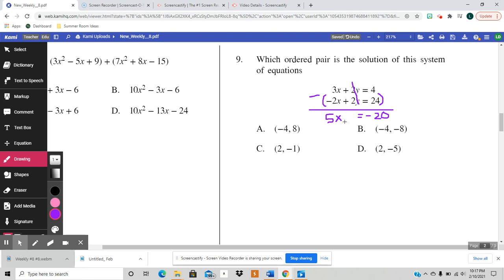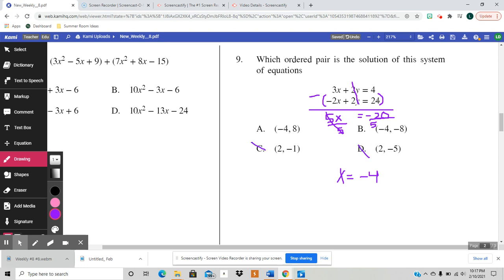Okay, so I have 5 times x is equal to negative 20. So instead of having 2 variables and 2 equations, now I just have 1 variable and 1 simple equation. To get the x by itself, I would divide both sides by 5. Those would cancel, and I'm left with x equals, and then negative 20 divided by 5 is negative 4. Okay, so in the last one, we checked the x values to see which ones had negative 4. So I know it could be A or B, so I can eliminate C and D.